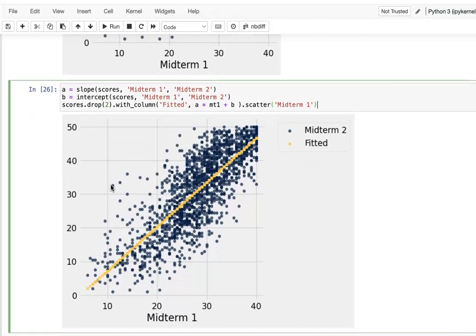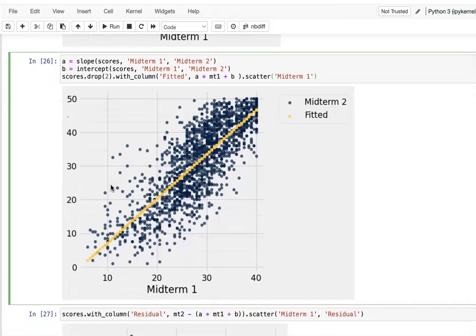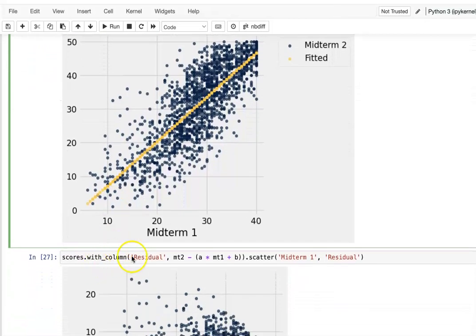So what else can we do? We got the regression line, right? We want to know how good this regression line is. How do we see how well this regression line fits? It's not a bad idea to try to see the residual. So let's calculate the residual.